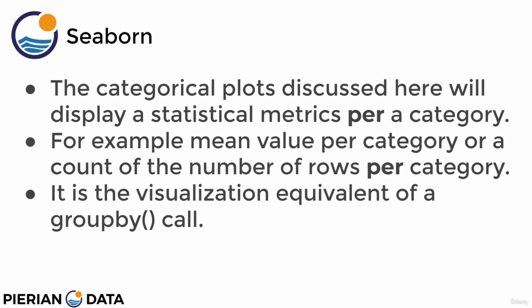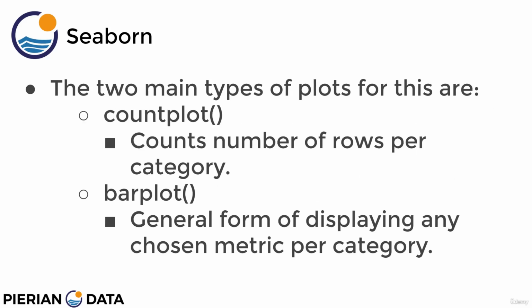So the categorical plots discussed here are going to focus on displaying a statistical metric per category. For example, what's the mean value per category? Or count the number of rows per category. And what I like to think of this as is the visualization equivalent of a group by call.